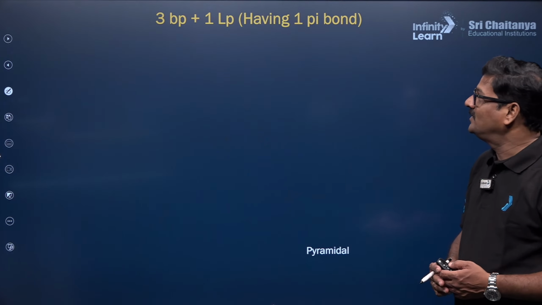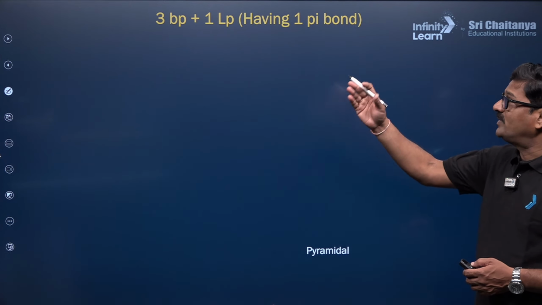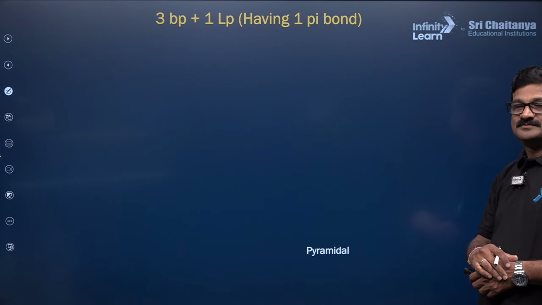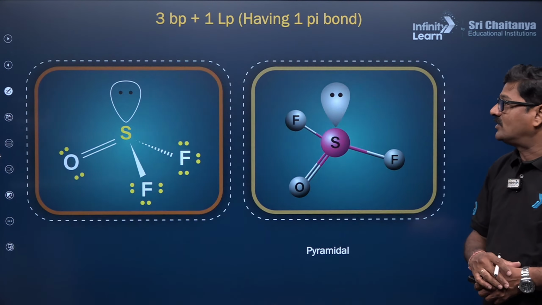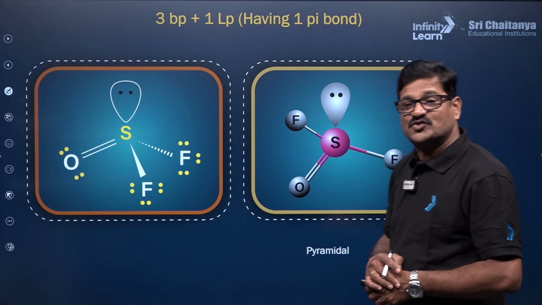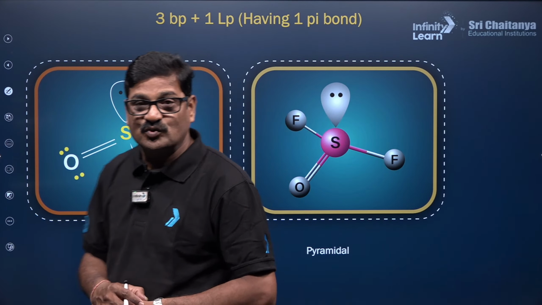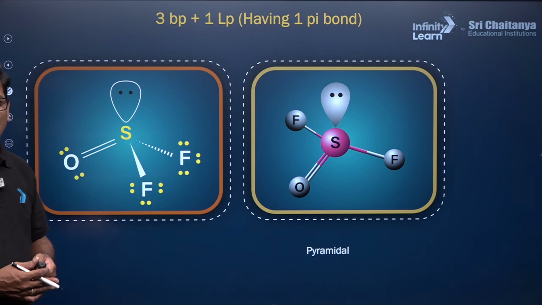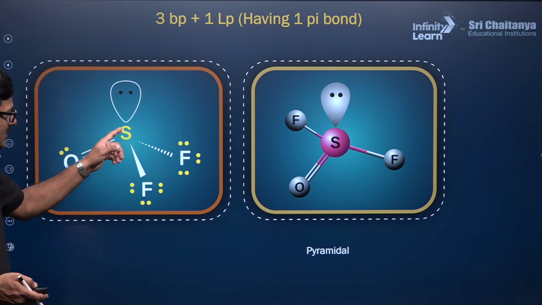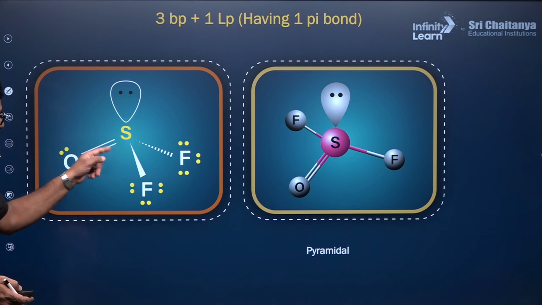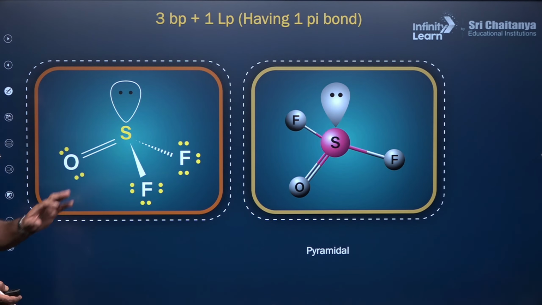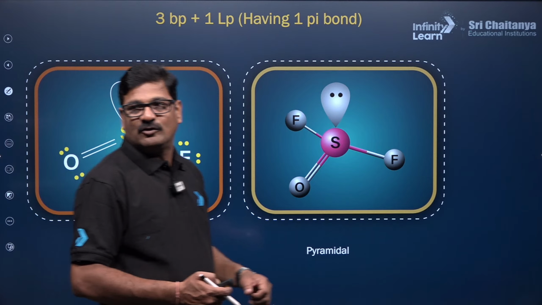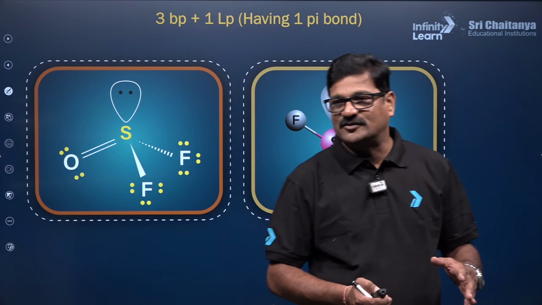Moving ahead. Now the combination of 3 bond pairs and 1 lone pair, but in that I want to introduce a pi bond. If you introduce one pi bond, it is going to be SOCl2 or SOF2. You are going to get a sigma bond, a sigma bond and a pi bond. It is going to be again pyramidal in shape. Any doubt, children? Writing the structures.